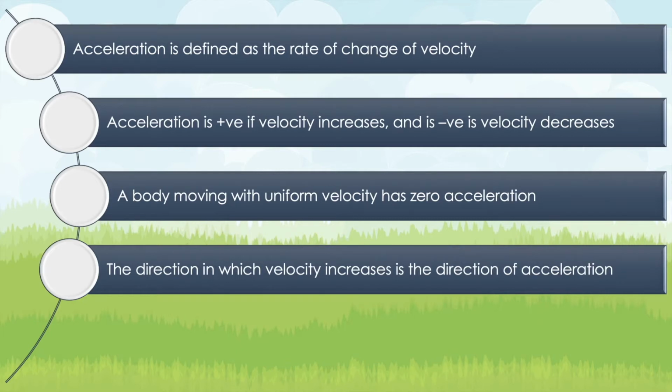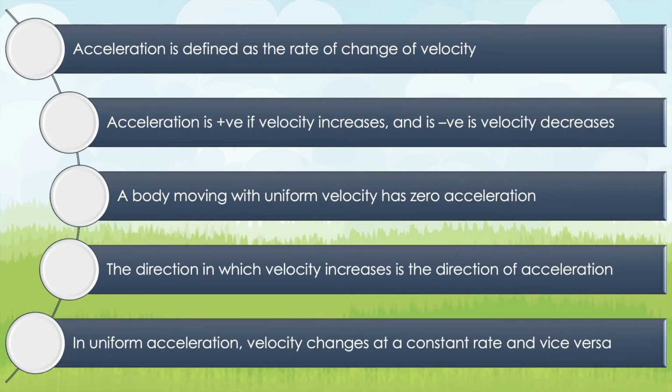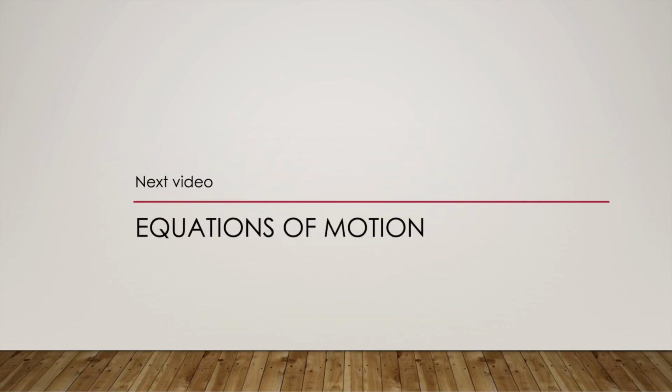The direction in which velocity increases is the direction of acceleration. In uniform acceleration, velocity changes at a constant rate, and in non-uniform acceleration, that does not happen. So that's all in this video. In the next video, we will discuss equations of motion.